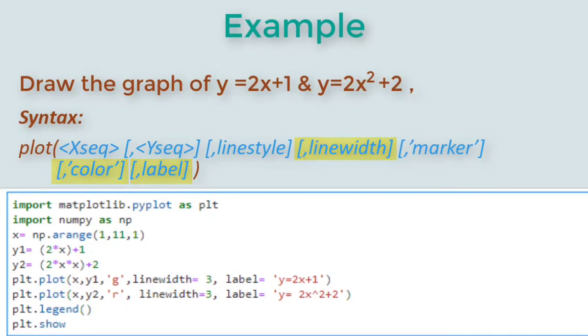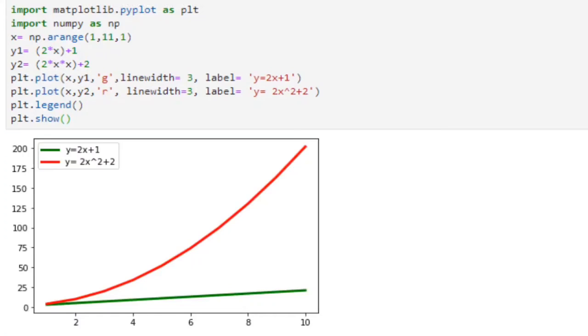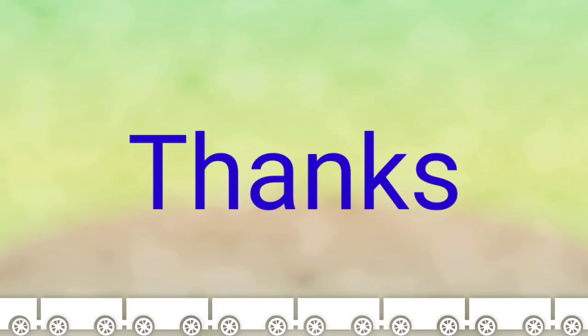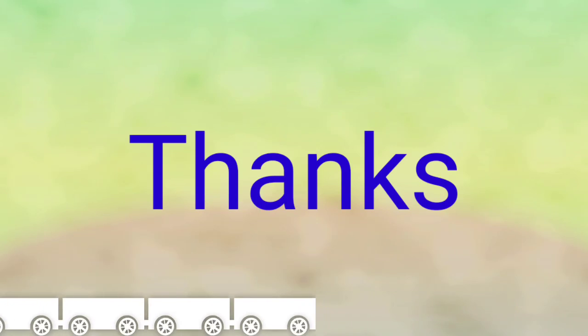Labeling I am doing. Labeling is compulsory for the legend. Whatever label you provide here will appear in the legend. The red color line represents y equal to 2x square plus 2, and this is all about the plot function. So revise all the methods with their parameters.